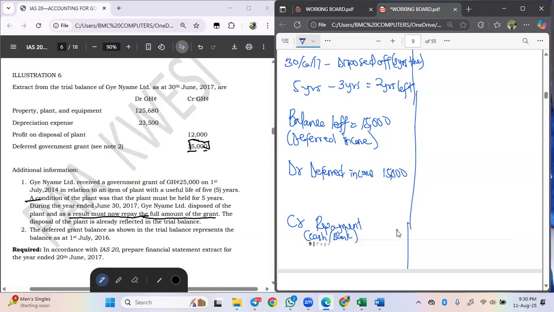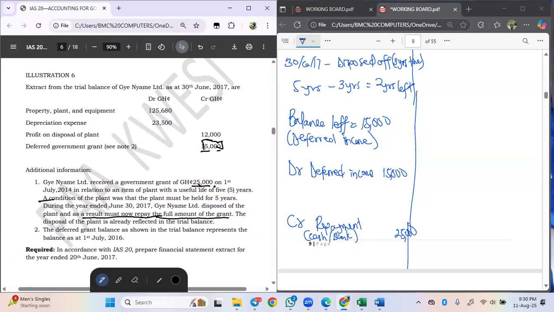That one is 25,000. They are saying you should pay the full amount, and the grant received was what? 25,000. So you are paying everything. So you are paying 25,000. Now, 15,000 was what? The deferred income. So you offset it. So you've eliminated it from what? Your books. In other words, you de-recognize it because you are not entitled to that grant anymore. So you have to de-recognize it from the statement of financial position. That's what we've done here.